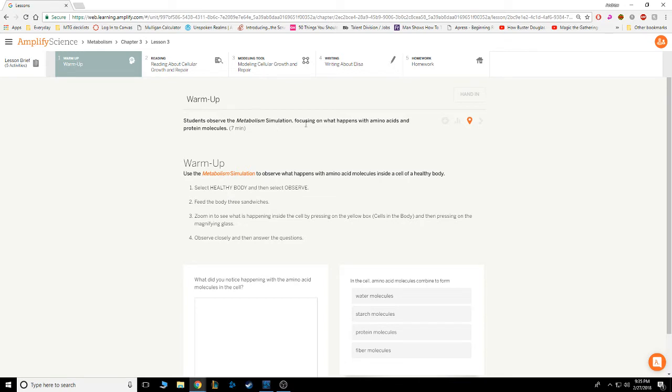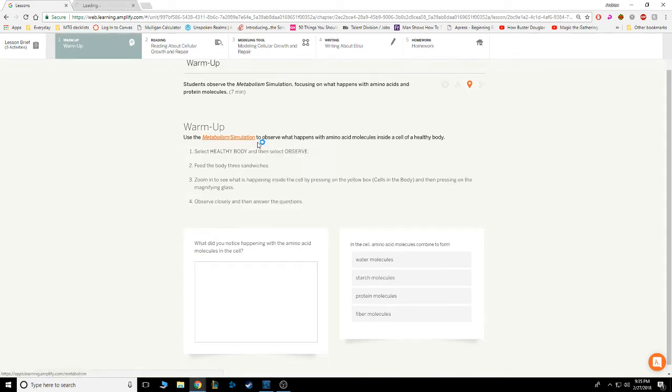Students observe the metabolism simulation, focusing on what happens with amino acids and protein molecules. So you'll notice in the previous lessons we've been focusing in on glucose and how glucose affects the energy we get. Now we're going to focus on what the purpose of amino acids and protein is. Because if glucose and starch give us energy, why do we even need protein amino acids? To do this, we're going to start with the metabolism simulation.